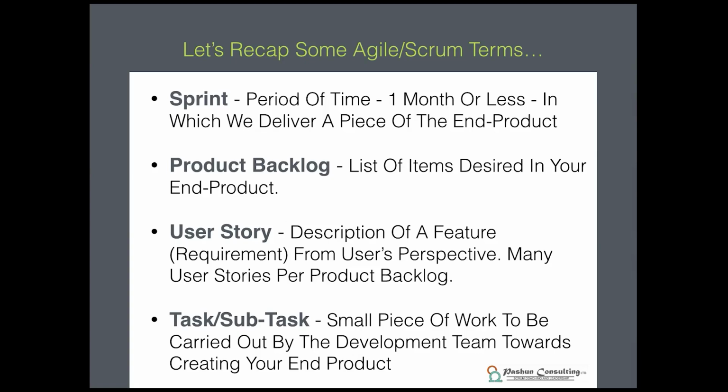So you'd usually have a number of tasks or subtasks to each user story and a number of user stories in the product backlog. And your product backlog would be split up into various pieces, so subsets of user stories, each of which are delivered in a sprint. That's the way it works.